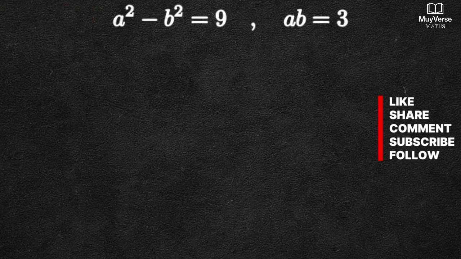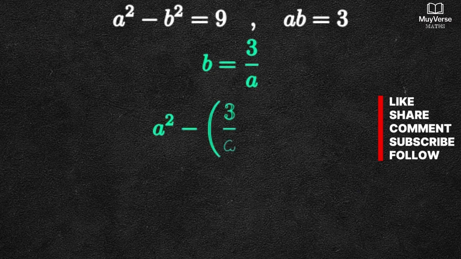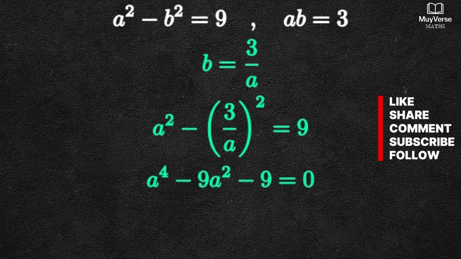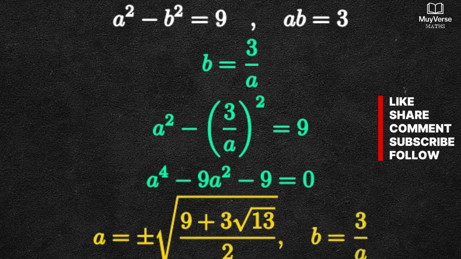Now we solve a system with a and b. Here are the two equations. From a, b equals 3. Solve for b. Substitute into the first equation. Clear the fraction and use a quadratic in a squared. Write the final values.